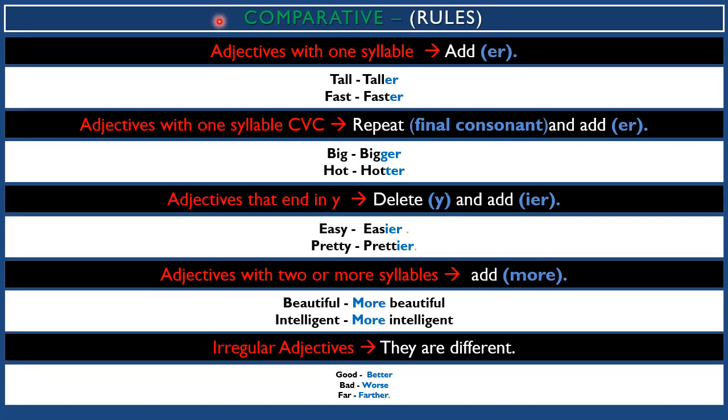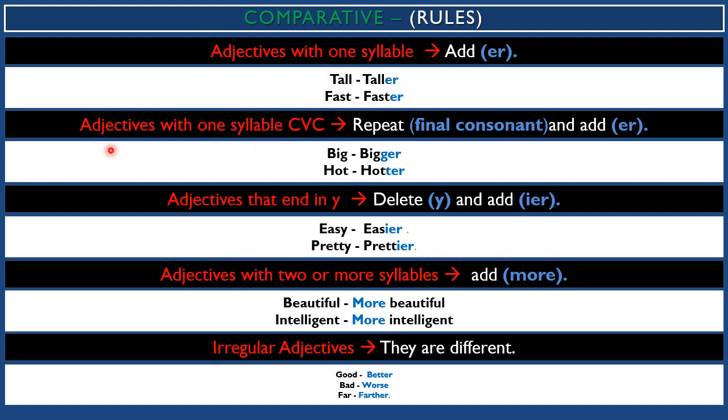To create comparatives with adjectives, we have different rules. The first one is for adjectives with one syllable. When an adjective has one syllable, we add er at the end. For example, tall, taller, fast, faster. We don't say more fast and more tall. No, we say taller and faster because these adjectives have only one syllable.